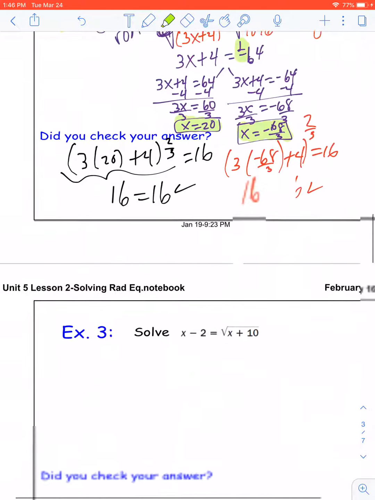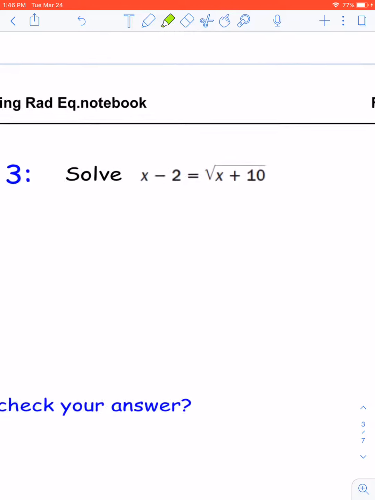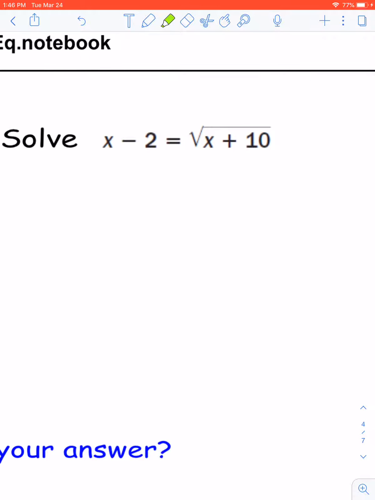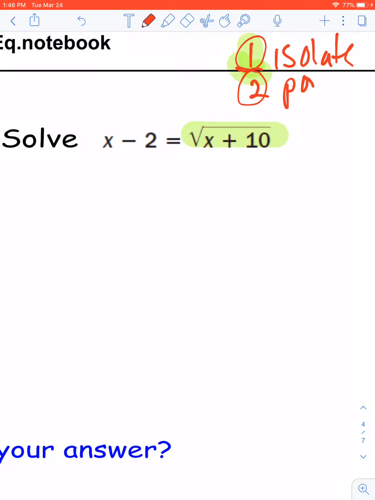All right, let's do example 3. On example 3, step 1, isolate the radical. The radical is isolated. If I look at this radical, it is all by itself. Step 2, we need to power it up. Since I'm in the square root business, I'm going to power it up by squaring both sides.